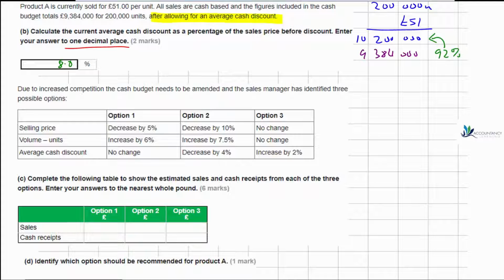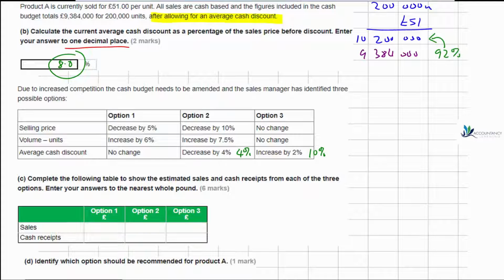And then in the last row, it tells us the average cash discount. So in option 1, no change to that. But in option 2, they think there's going to be a decrease by 4%. So remember, we're offering an 8% discount at the moment. So we're going to go down to 4% for that. And then for option 3, we're going to increase that by 2%. That's going to go up to 10% then, isn't it?